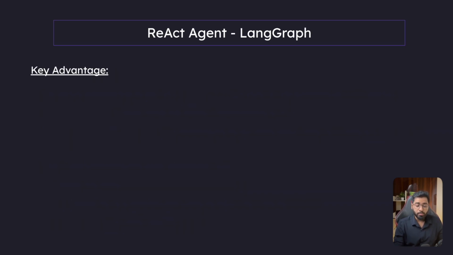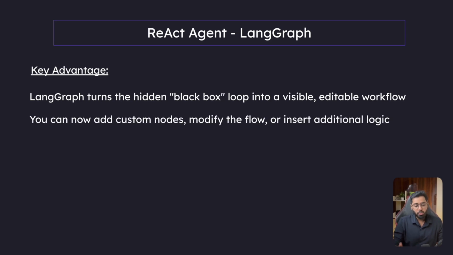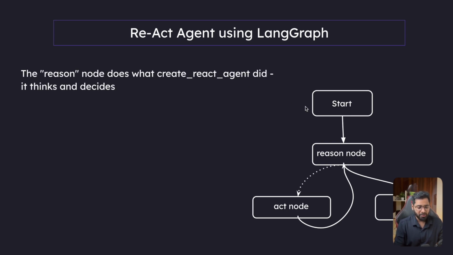So let's look at some of the key advantages of using LangGraph. LangGraph basically turns the hidden black box loop into a visible, editable workflow. So you can now add custom nodes, modify the flow, and insert additional logic. This is going to be the LangGraph graph for the React agent. And then we have the reason node and the act node. Together they are what React is, right? Reasoning plus acting. So let's look at what this graph means.